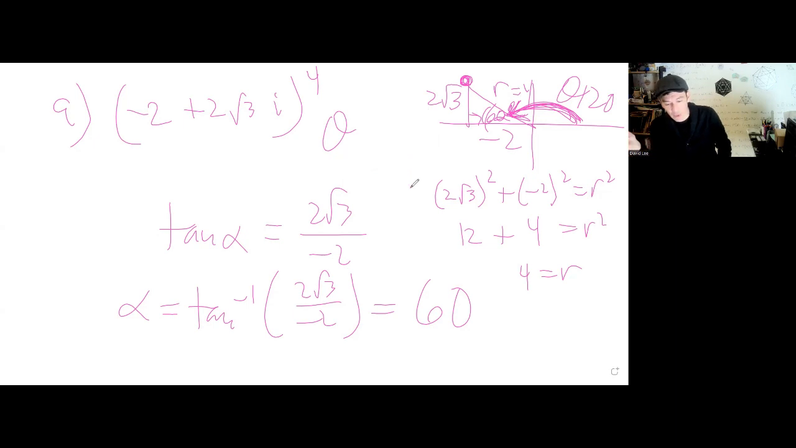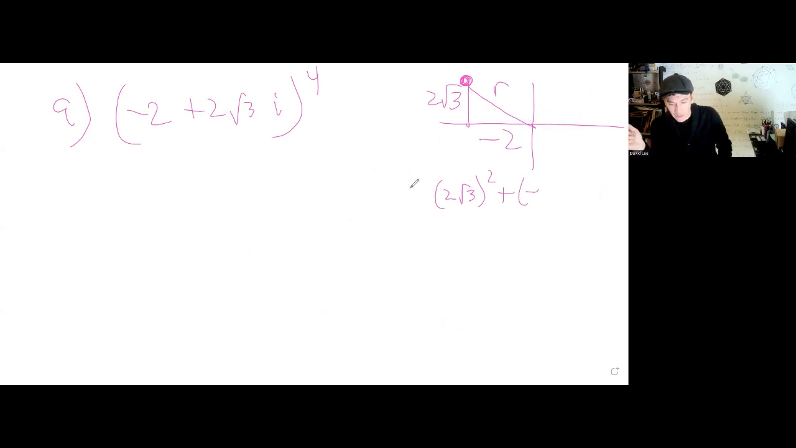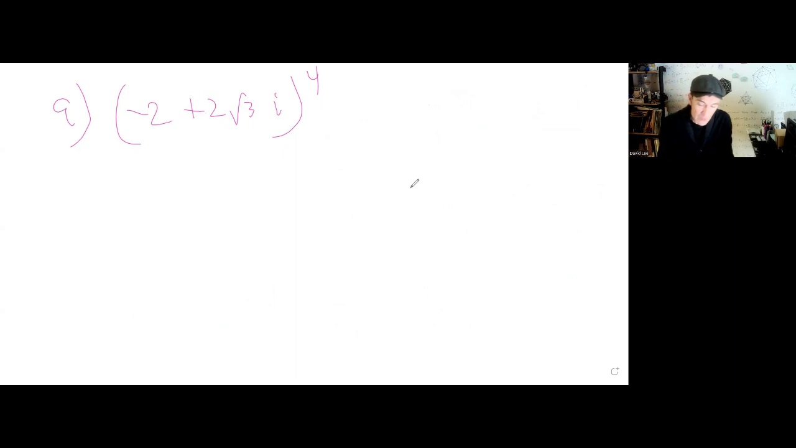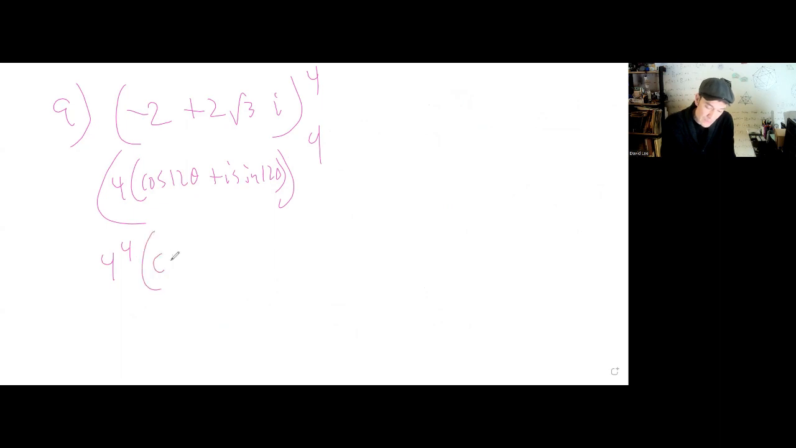So let me get all this off the board. We just found r and we found theta. So this here could be rewritten as r times cosine theta plus i sine theta. So we went from complex rectangular into complex polar. Now de Moivre's theorem says take the 4 and it becomes the power of this r, and then it becomes multiples of these angles. So we have 4 to the 4 times cosine 120 times 4 plus i sine 120 times 4.